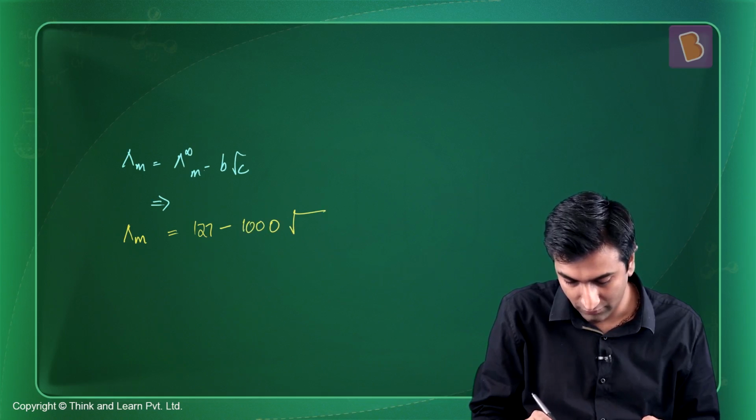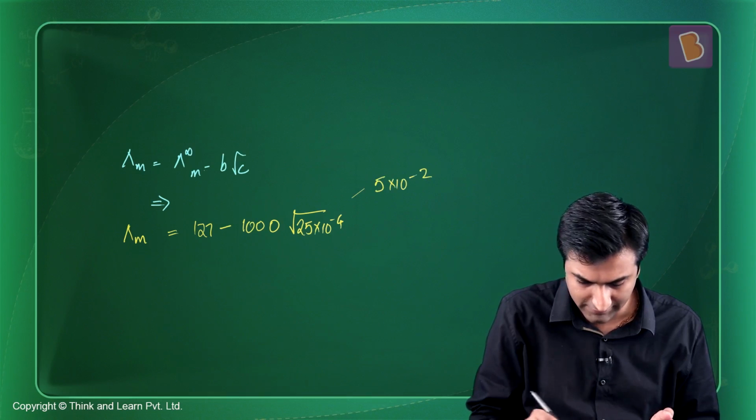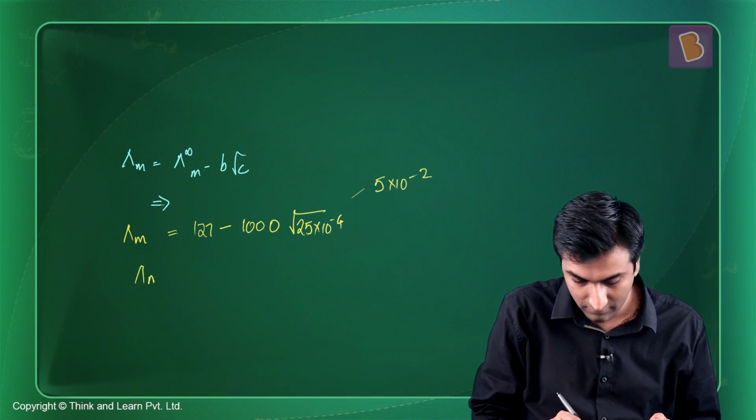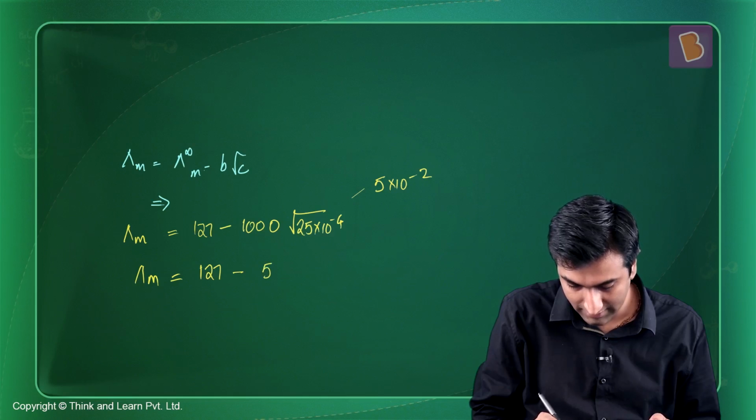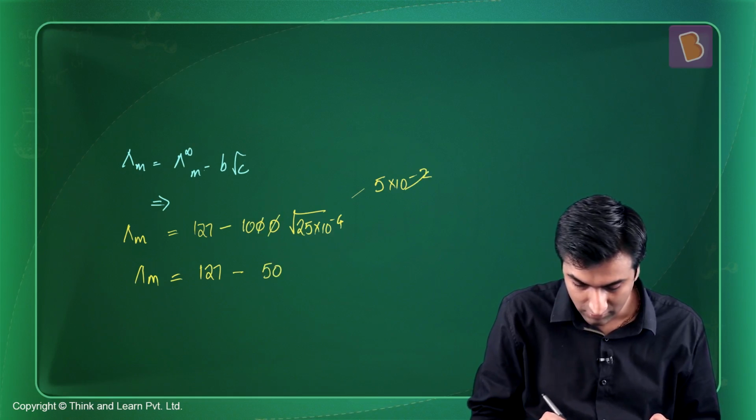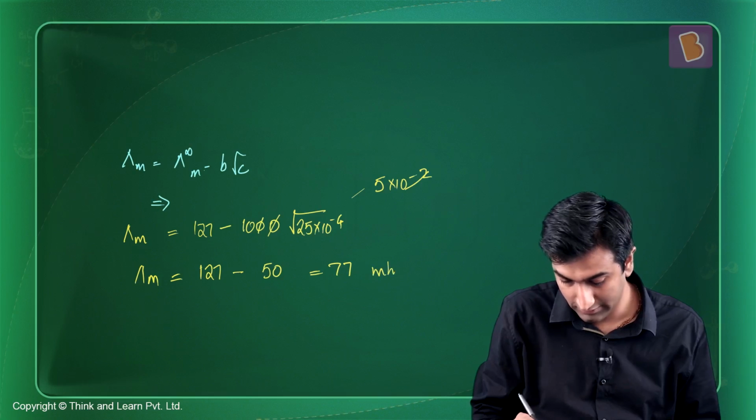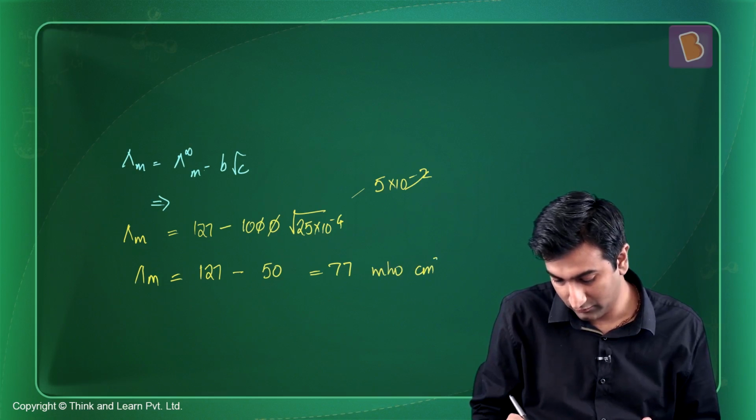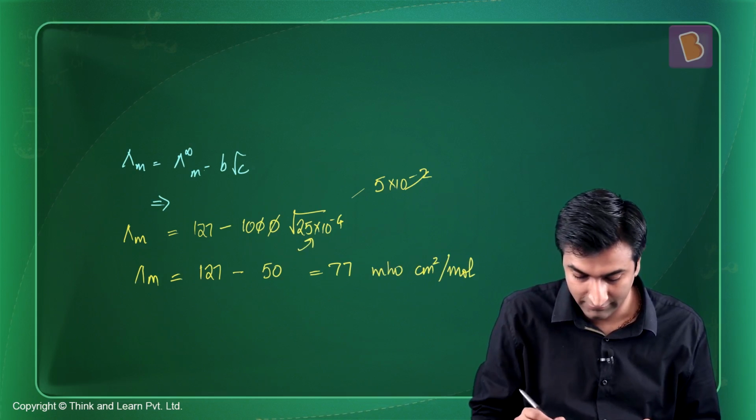Root c here is simply root of 25 into 10 power minus 4, which is the same as 5 into 10 power minus 2. So lambda m will now be equal to 127 minus 50. This basically cancels two zeros. So there you go, this is 77. Units are important: mho or Siemens, which is the same thing, centimeter square per mole. This is the value at this concentration specifically.